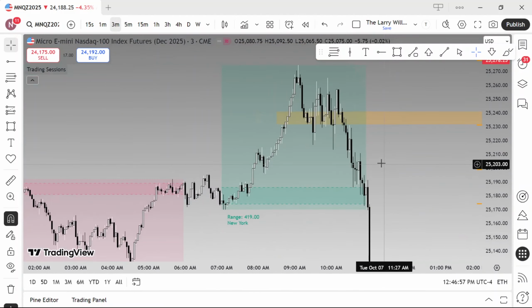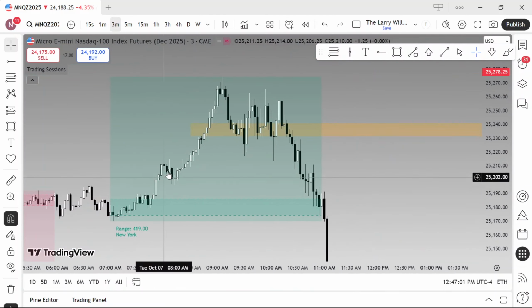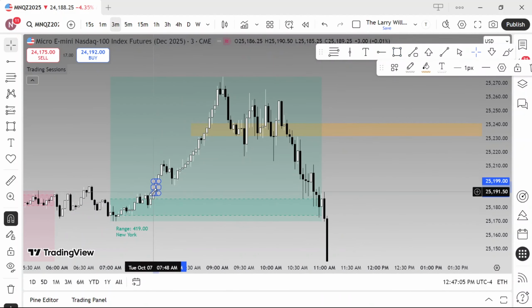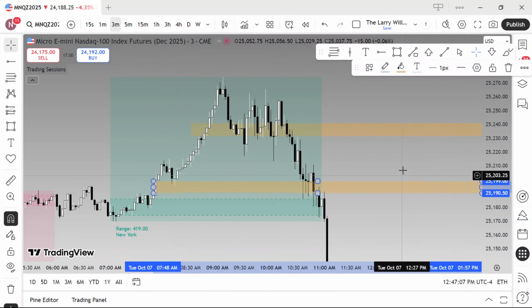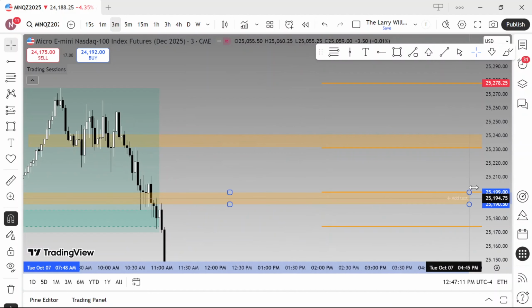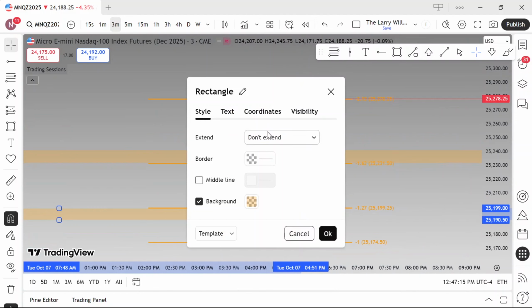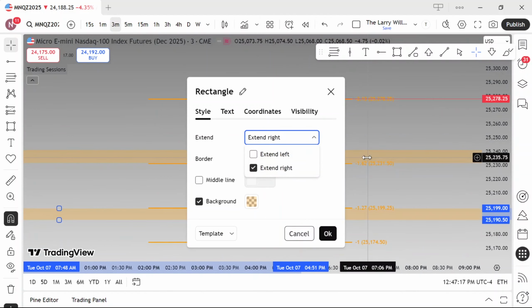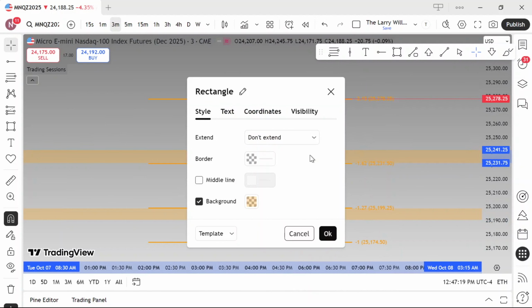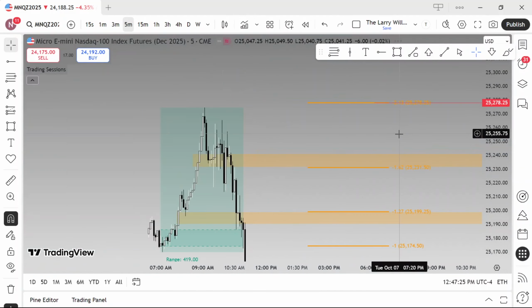Okay, so we're gonna go down, and now we're looking around this area. So we have this fair value gap on the 3 minute. I like that. And we even see it gets used right there. So look at how precise these levels are now. Alright, cool. So now we'll go back to the 5 minute chart.